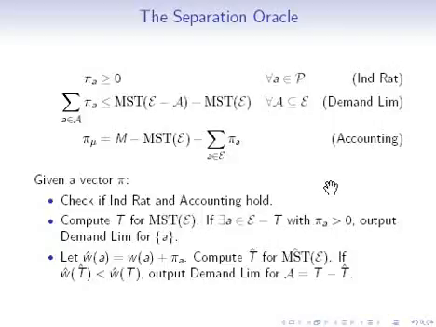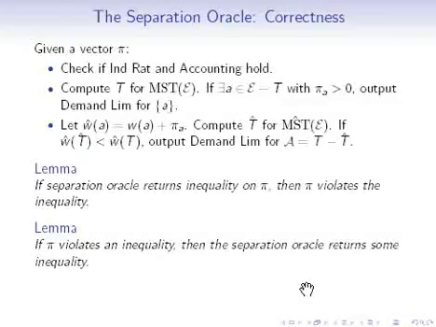So let's be more explicit about what the separation oracle does. First of all, the individual rationality and the accounting constraints, there are only polynomially many of them, so we can just directly check them. Then we're going to compute the minimum spanning tree T, and check that all edges outside the minimum spanning tree aren't demanding any payments, because the demand limit constraint for those individual edges forces the demands to be 0. Then, as I said, we're going to increase the weights and solve for a new minimum spanning tree. We'll compare the old and new minimum spanning trees, and if they're different, we're going to output a particular demand limit constraint.